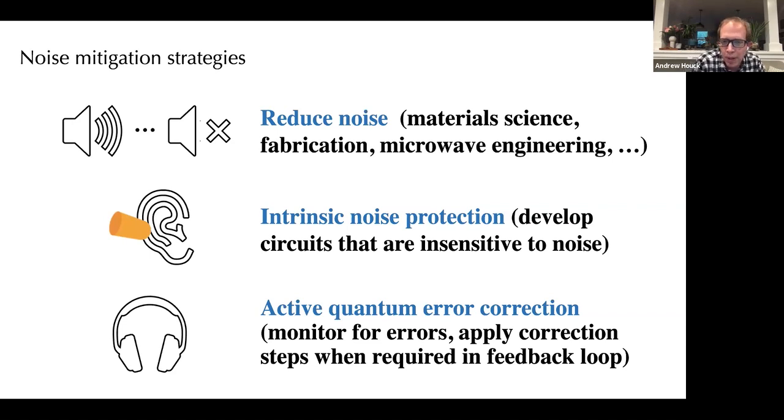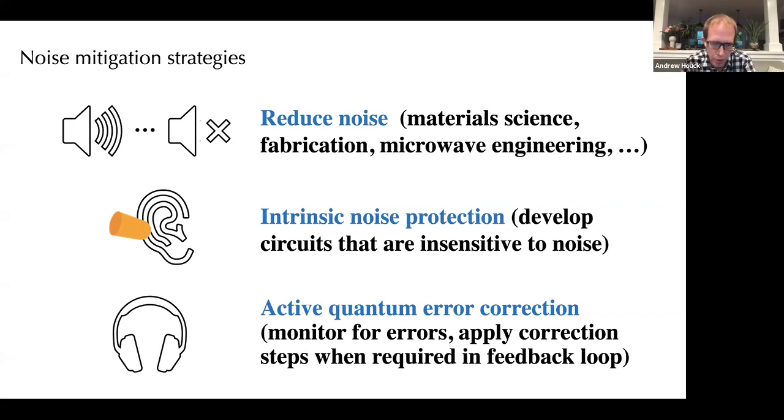And it's really an intersection with that area. You can also do the earplug approach. You say, well, I don't really care if there's noise. I'm going to build qubits that are insensitive to particular sources of noise. And this approach really involves understanding Hamiltonians and how particular symmetries or properties of Hamiltonians render you immune to noise.